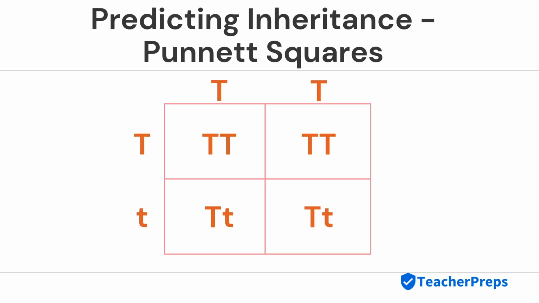Did you know that you can predict inheritance with the use of Punnett squares? Take a look at this. Pause the video and have a look at this tool. Now, this is a tool that we can use to predict possible genotypes of different offspring when the genotypes of the parents are known.